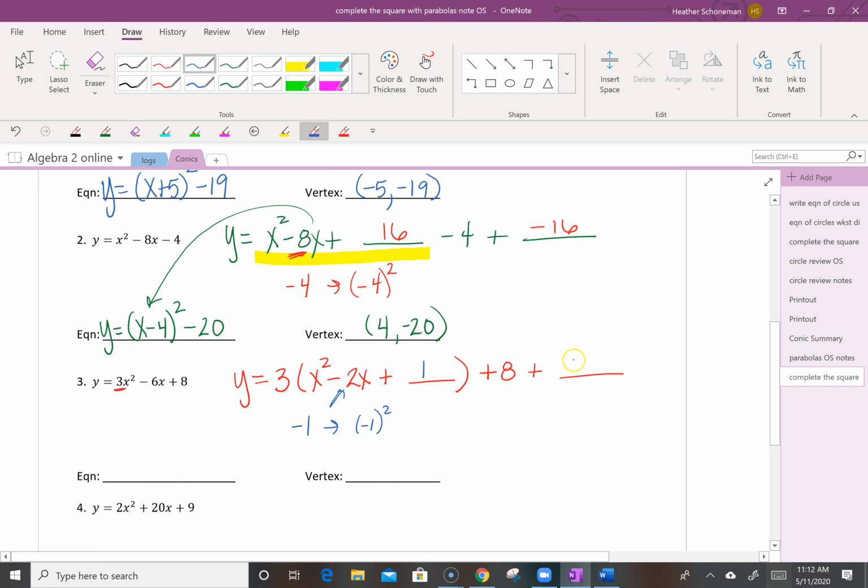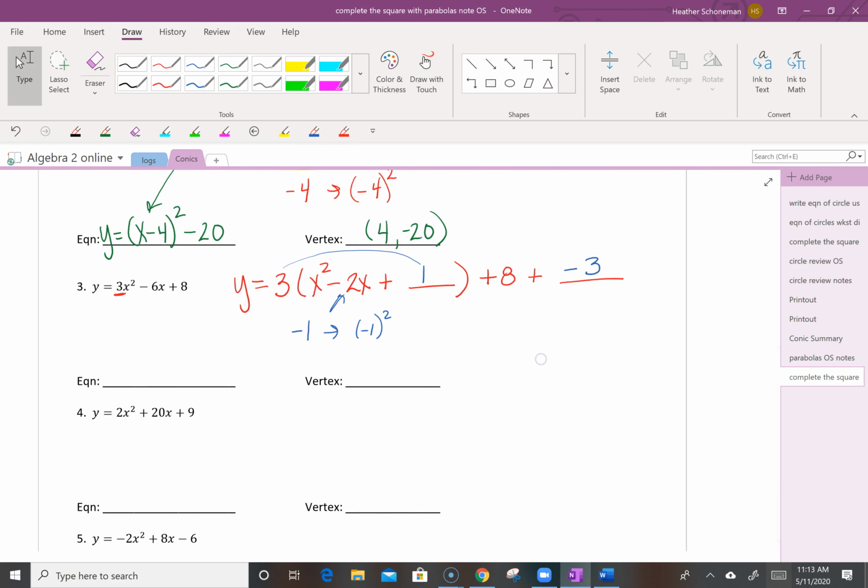Now your instinct is then to put a negative 1 here, but that's not quite right. You're right that it needs to be the opposite, but I didn't really just add a positive 1. I added a 3 times 1, which is 3. So I added a positive 3 on this side, so I need to add a negative 3 over here. Now when I rewrite it, I'm going to have y equals 3 times x minus 1 squared.